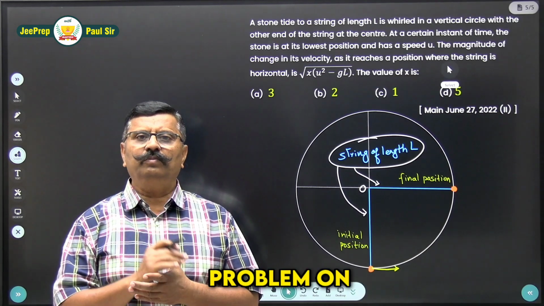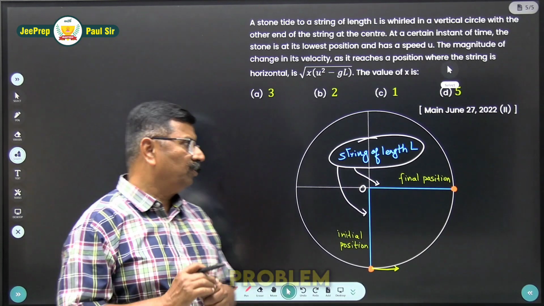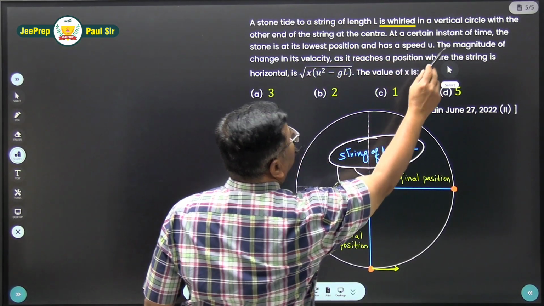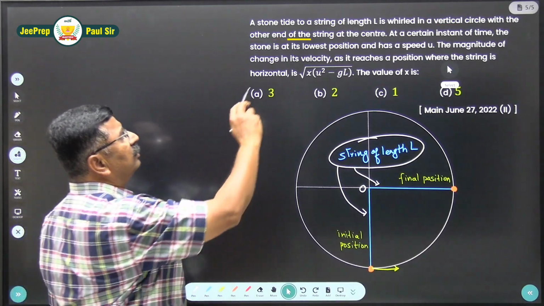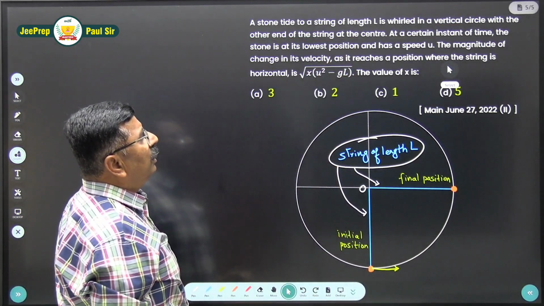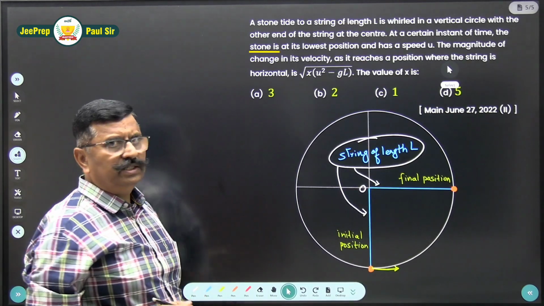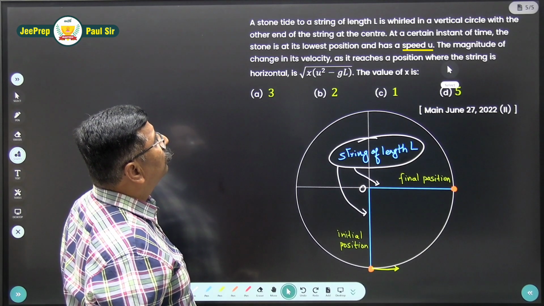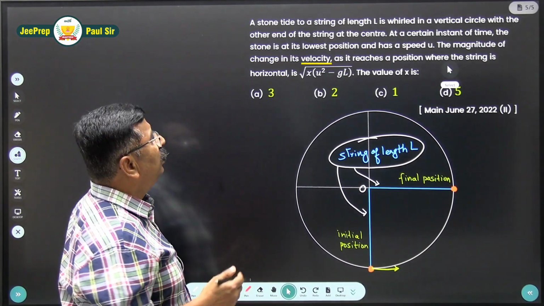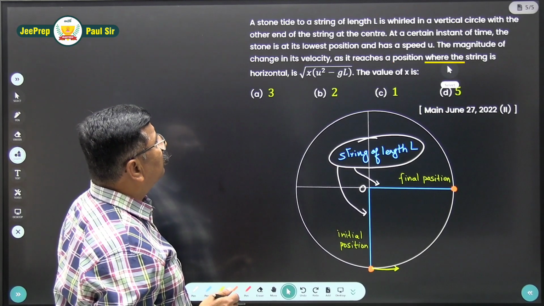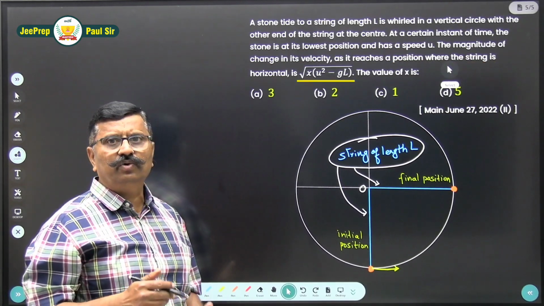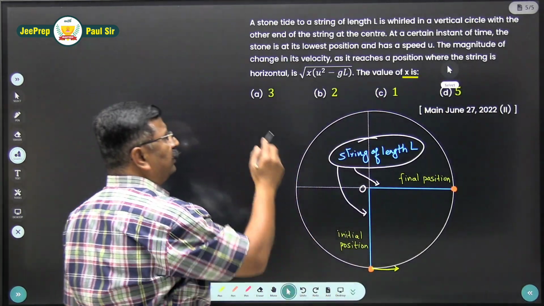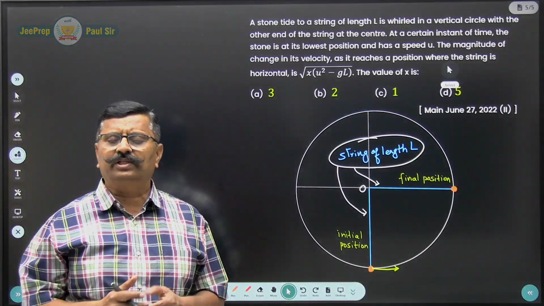Today we will solve one problem on vertical circular motion. Let's read the problem. A stone tied to a string of length L is whirled in a vertical circle with the other end of the string at the center. At a certain instant of time, the stone is at its lowest position, means this position, and has a speed u. The magnitude of change in velocity as it reaches a position where the string is horizontal is under root x in bracket u square minus gl. The value of x is, and these are the four options given to us.